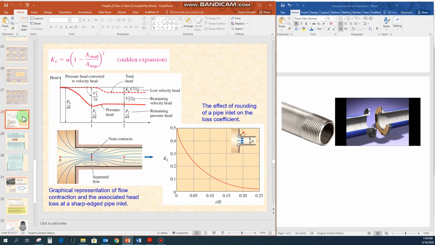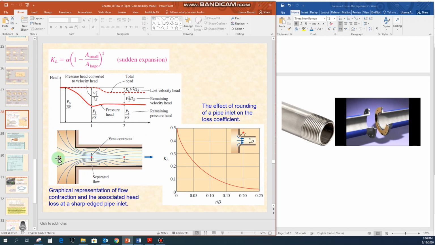Now let us see this situation here. You can consider this one as a reservoir, and the fluid is coming from the reservoir into this pipeline, right? So this one is a situation of contraction. If you consider these points 0, 1 and 2, you can draw this on the pressure profile or the pressure head equation that we saw in chapter number 5.